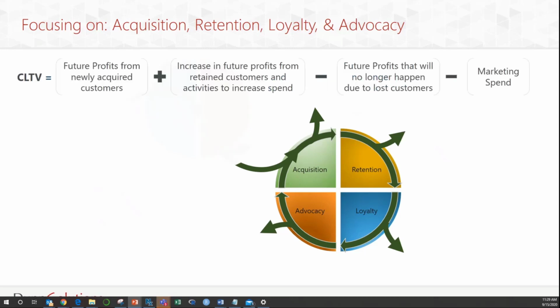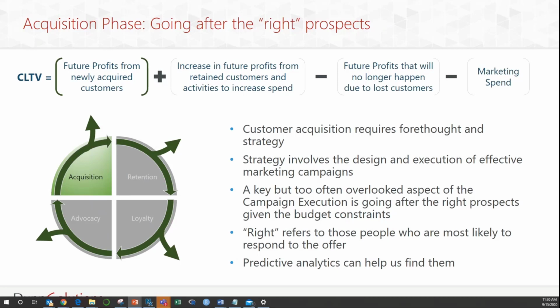Now, we measure that value using the customer lifetime value formula, which is very straightforward. At a very high level, it is profits from the newly acquired customers, plus increasing profits and future profits from existing customers, minus the profits that will be lost due to some customers leaving us, minus the marketing spend. The focus of this webinar is on this first part of the CLTV equation, because you can't have future profits from newly acquired customers unless, obviously, you acquire new customers.